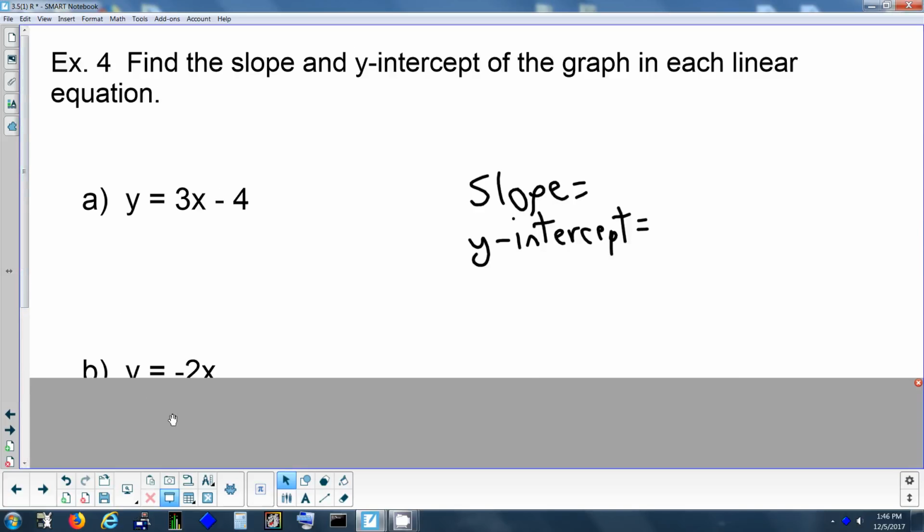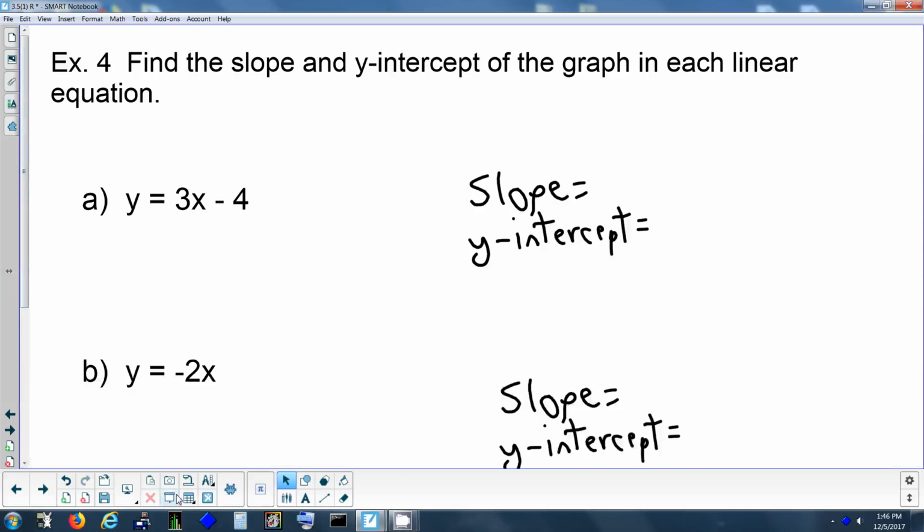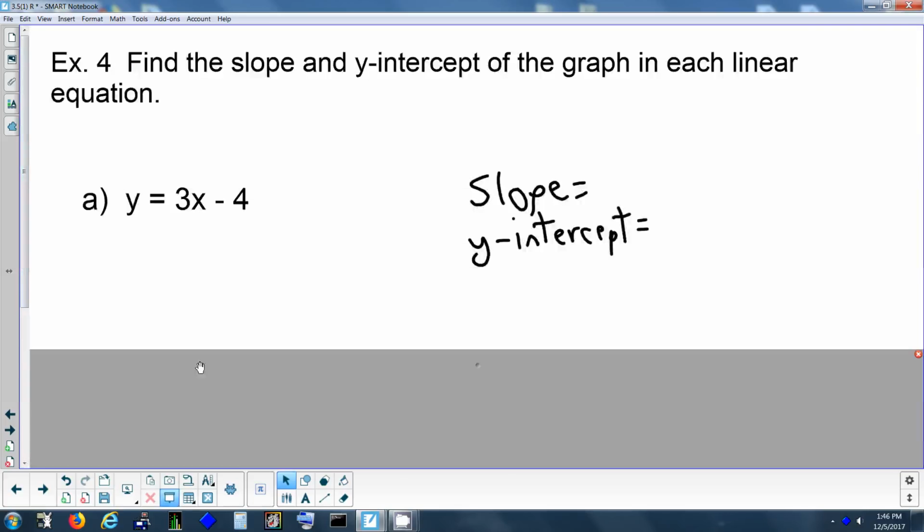For this one, first we have to ask ourselves, is it in slope-intercept form? Yes. It is in slope-intercept form, right? The y is by itself on the left-hand side of the equal sign. I have the number with x, then I have this number at the end. So I am in slope-intercept form.